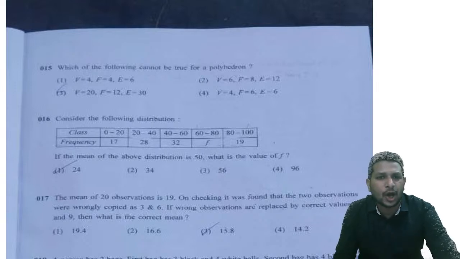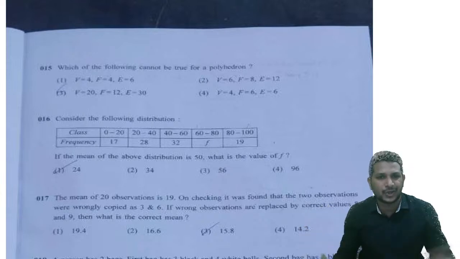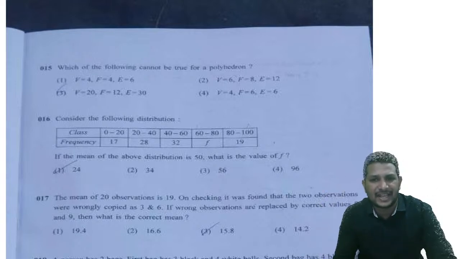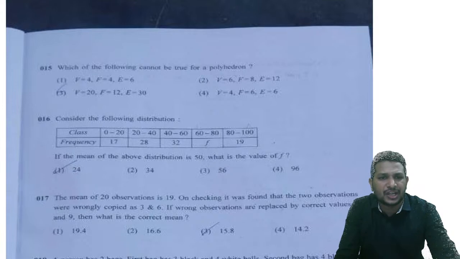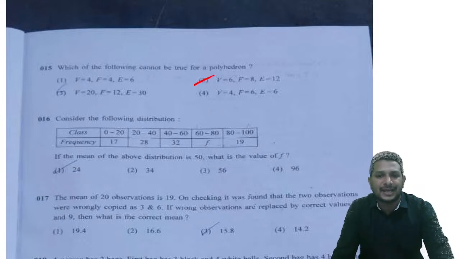So that's nothing but option 2, because vertices will be 6. Vertices means the corners. And faces: when 2 or more lines join, we'll get a face. Edges are nothing but the lines. So the answer for this question is option 2. Vertices are 6, faces are 8 and edges are 12.